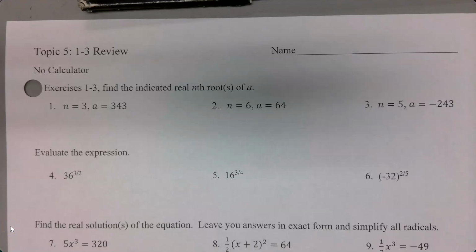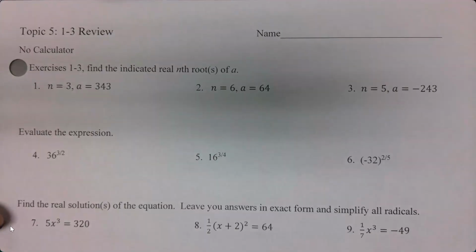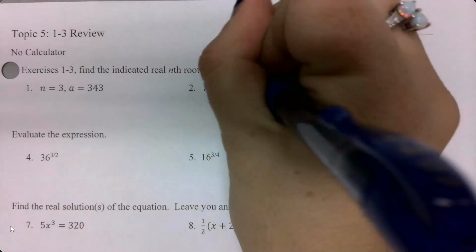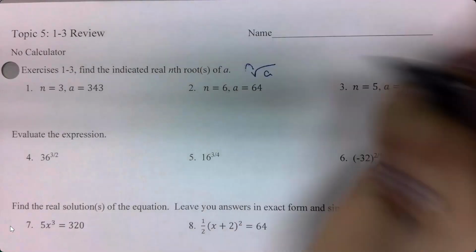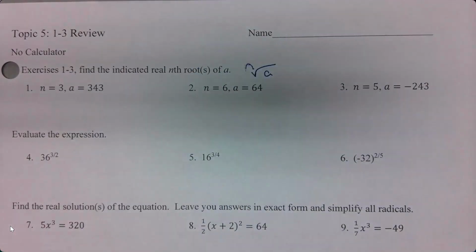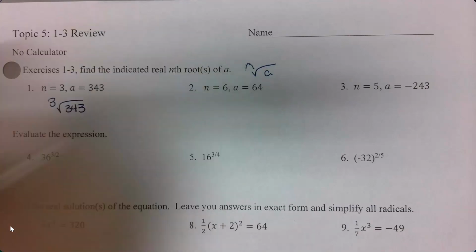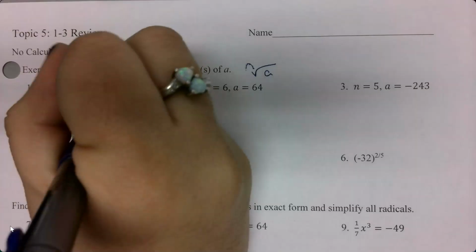Okay, so in this video I'm going to be going over the 5.1 to 5.3 quiz review. So the first one wants me to find the indicated nth root of a. Remember, this is writing it like this, with n as my index and a as my part inside the radical. So this first one is going to be the cube root of 343, which is 7.